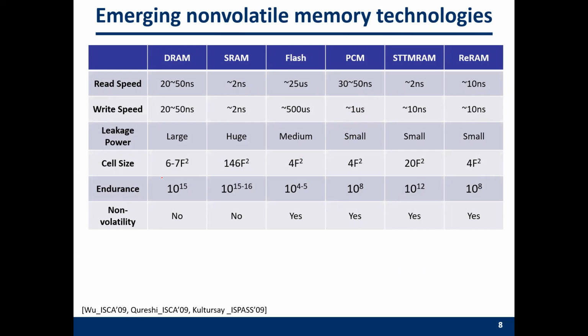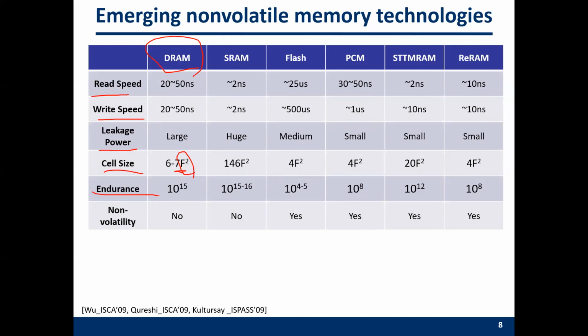Here, I list a table to compare the potential memory technologies to replace DRAM. We have DRAM here. This is read latency, write latency, power consumption, cell size. F here indicates the feature size. If you use 22 nanometer to fabricate the cell, then this is 22. If you use 5 nanometer to do the fabrication, this is 5.